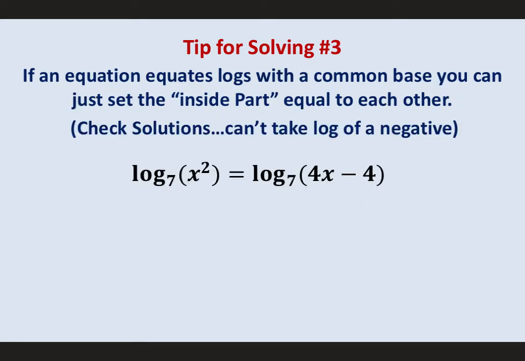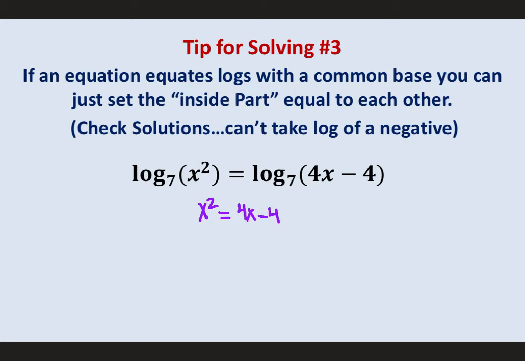All right, so tip number 3, it says if an equation equates logs with a common base, then you can just set the inside parts equal to each other, right? So just like before, when we had exponentials with a common base, if we have logs with a common base, log base 7, then we can just set the inside parts equal to each other. That's the nice thing here. We can set the inside parts equal to each other, and this is what we'll get. We would get x squared equals 4x minus 4.